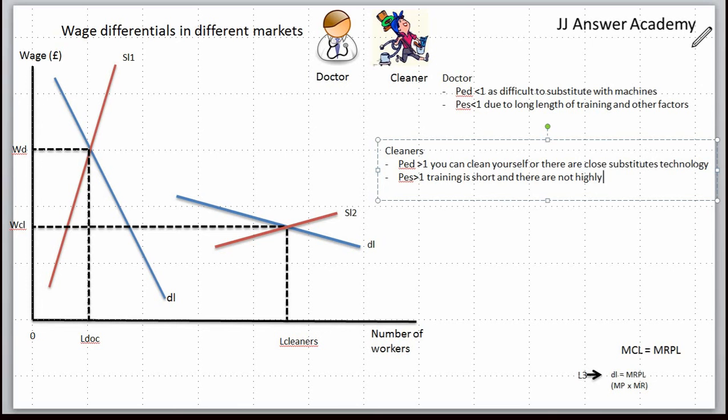Training is short and they are not highly skilled. And that is why there is this wage differential.